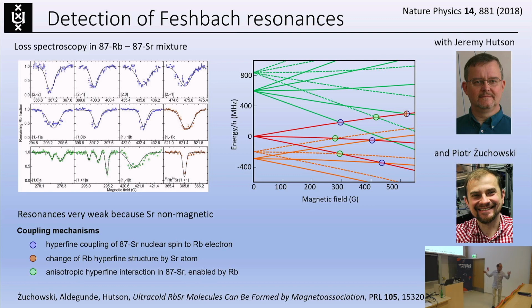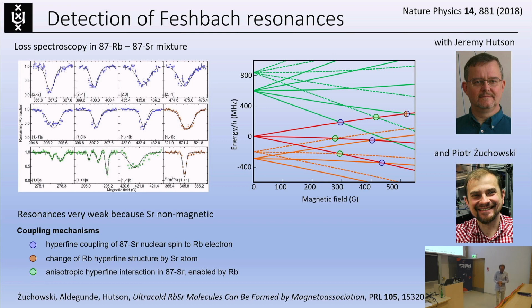And Piotr and Jeremy, you were able to attribute then our loss features to specific coupling mechanisms and resonances in our system. For example, one coupling mechanism is that the valence electron of rubidium couples to the nuclear magnetic moment of strontium, if there is a nuclear magnetic moment, which is only the case in strontium-87. Or it squishes the electron distribution around and changes the hyperfine splitting of rubidium. And then there are higher order terms, anisotropic hyperfine interactions.